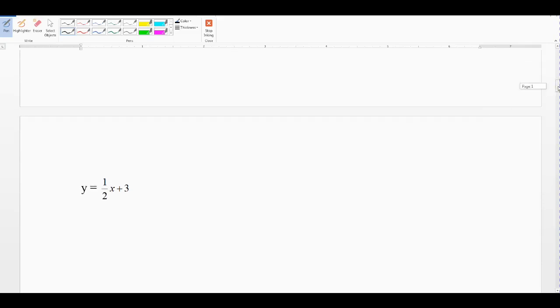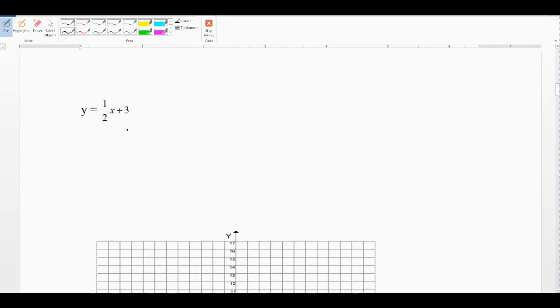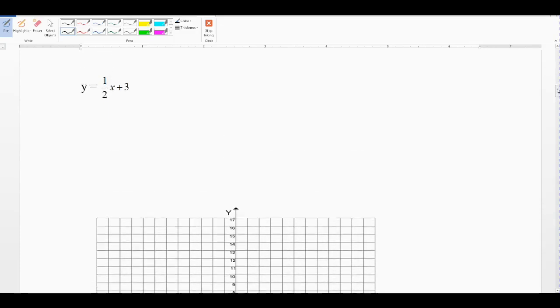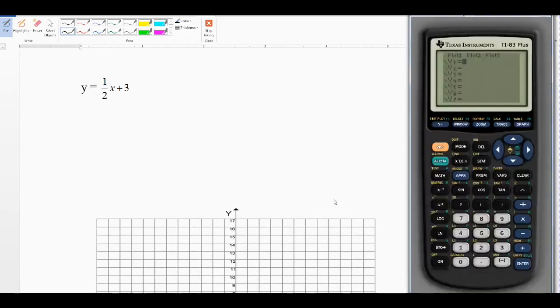Now if you want to on this one, you can plot points, but I would not use a 1. I'd actually use multiples of the denominator. So I would use 0, 2, 4, so on, so on, so on. And in fact, when we use your calculator, you're probably going to see that. So let's type in 1 divided by 2, x plus 3. Look at the graph. Just make sure we know how it looks. Let's look at the table.